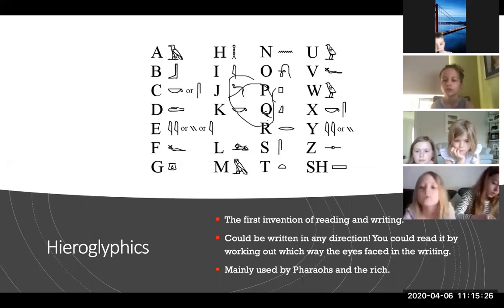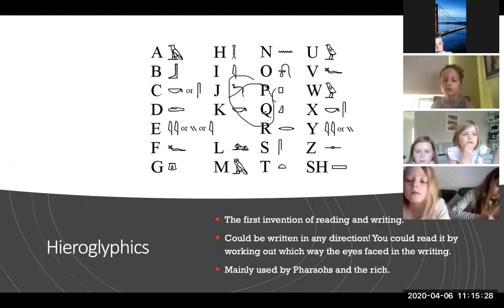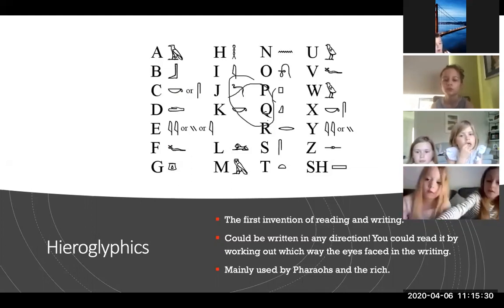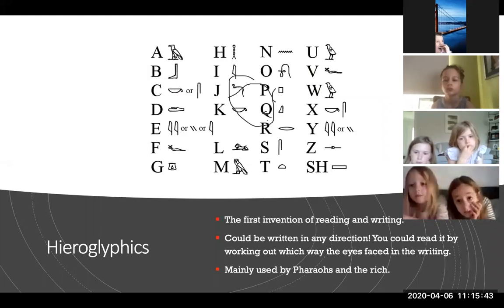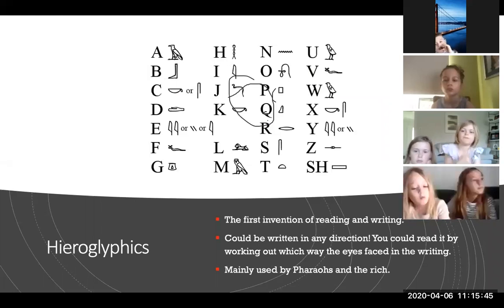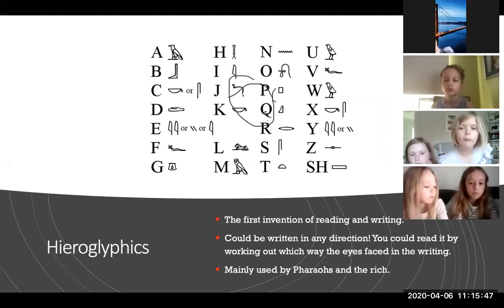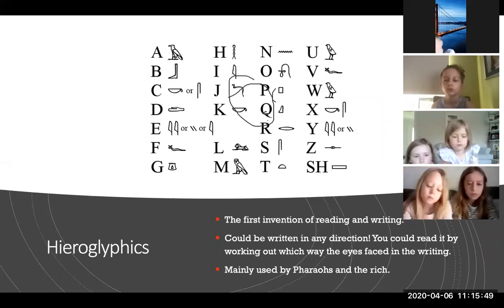And the way that they worked out how to read it was to look at the eyes on some of the symbols, and whichever way the eyes were facing was the way you could read the writing. So it was very confusing. And because it was very confusing and really hard to learn, it was mainly used by pharaohs and rich people. The poor people had a more easier writing system called the Hieratic, but we won't be learning about that today.